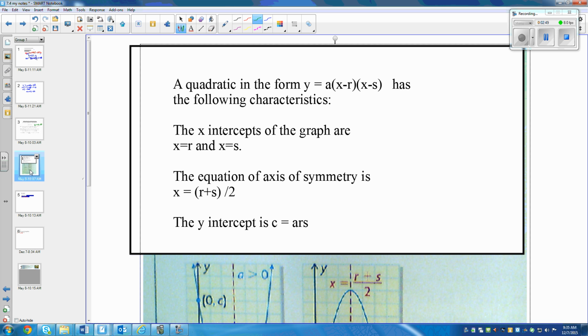Okay? So this form tells us lots of good things. It tells us the x-intercepts, x equals r and x equals s. It tells you the equation of the axis of symmetry, and I'm going to go over this equation with you.